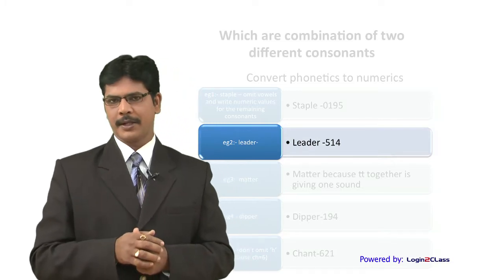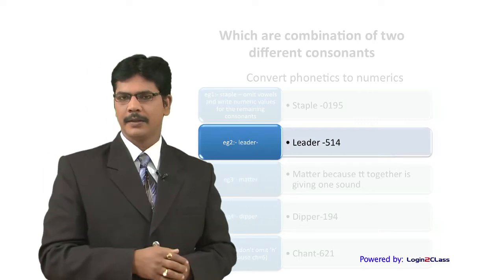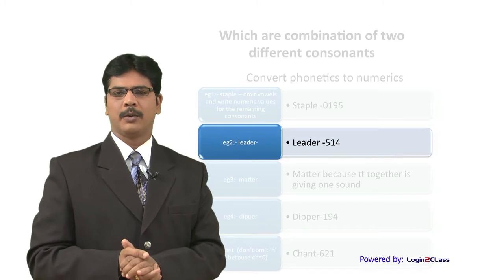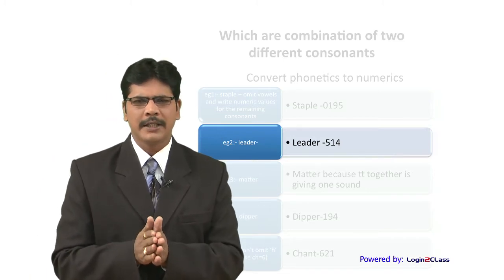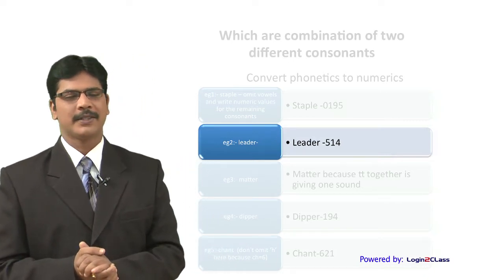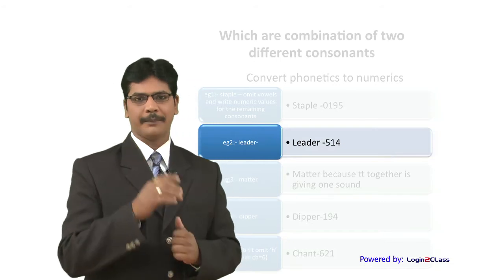A-P-P-L-E-S, apples, okay? So you have to omit A and E. For the remaining letters, you have to write the numeric value. So, what's the answer you got? Did you get 9950? That answer is incorrect. It's not 9950, it should be 950. Let me tell you why. Why should it be 950?